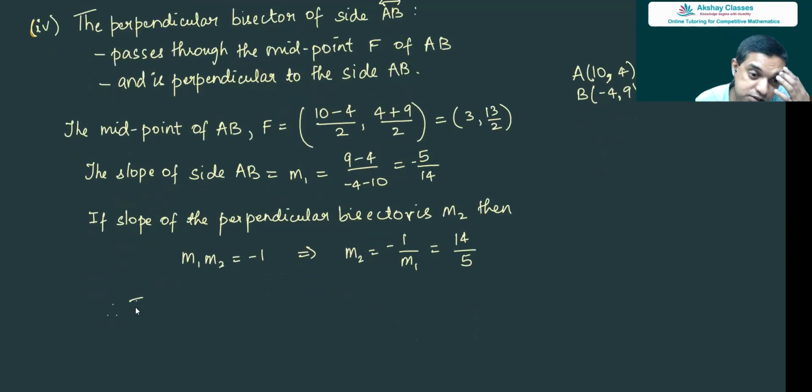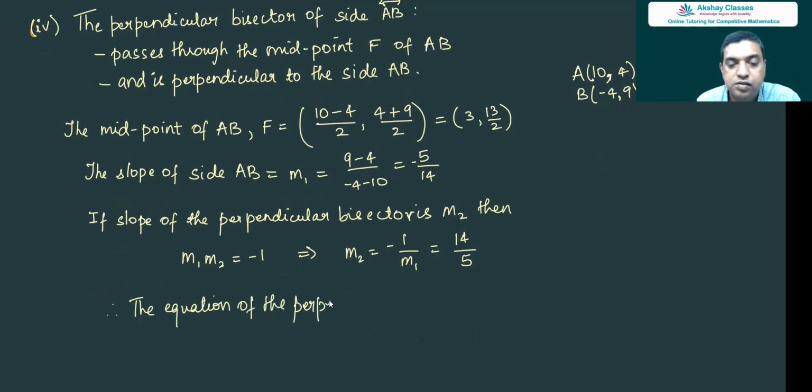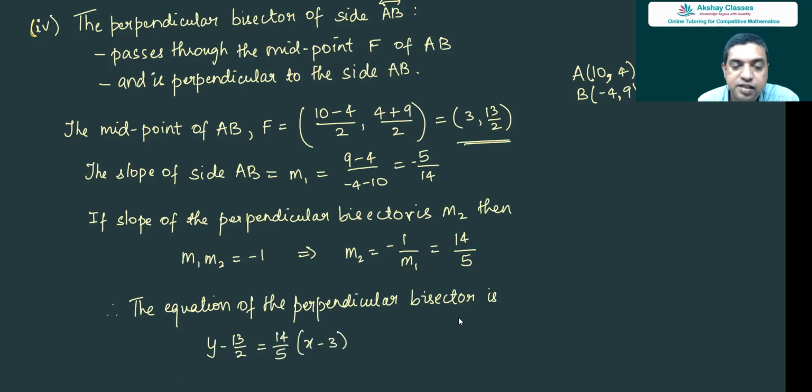Therefore, the equation of the perpendicular bisector is y minus 13 by 2, because it must pass through F, equals slope 14 upon 5 into x minus 3.